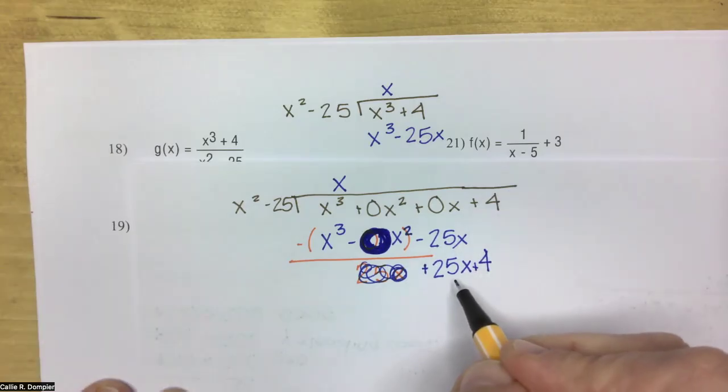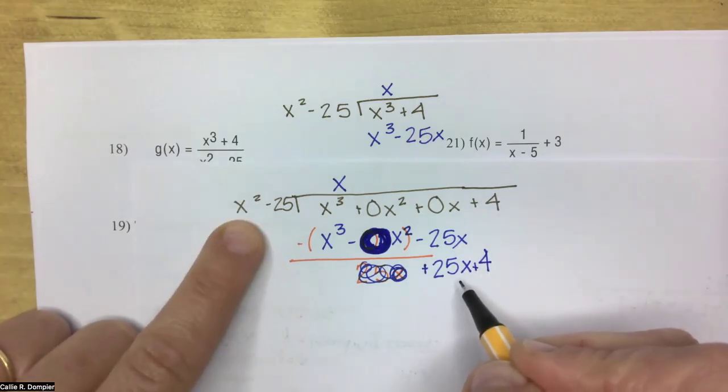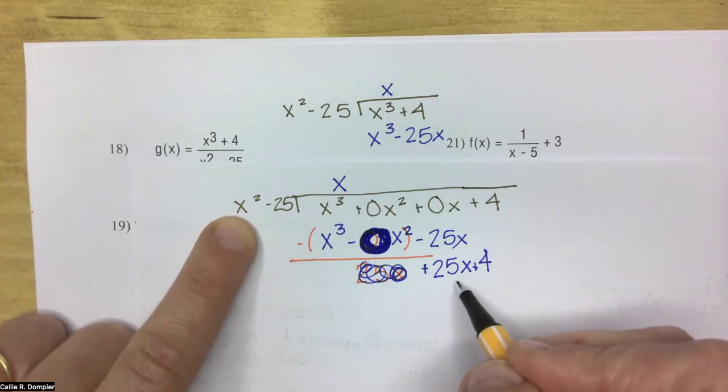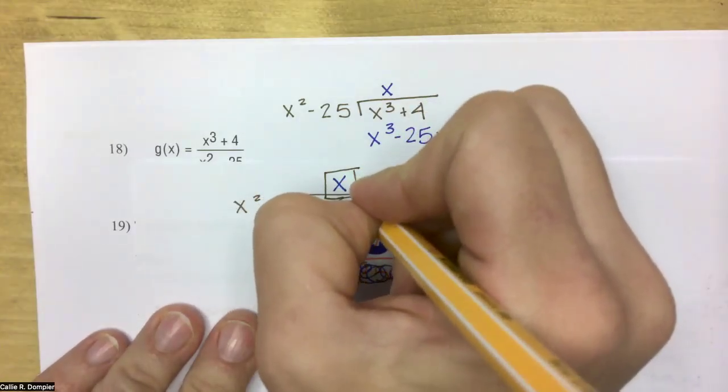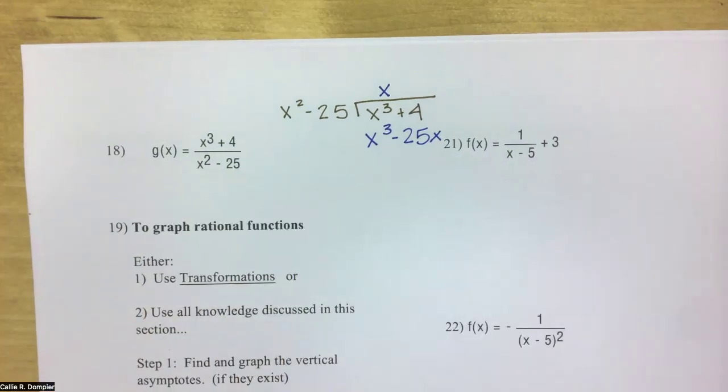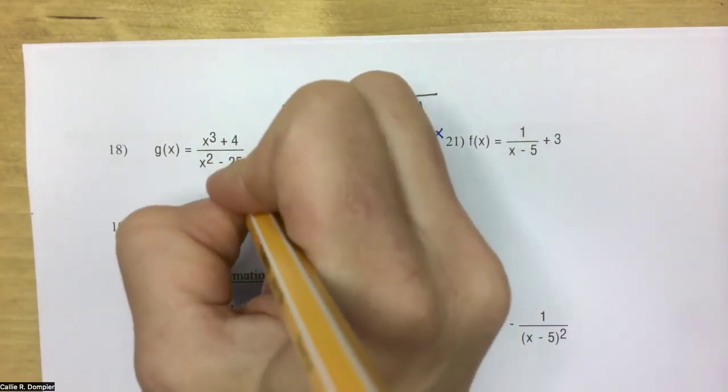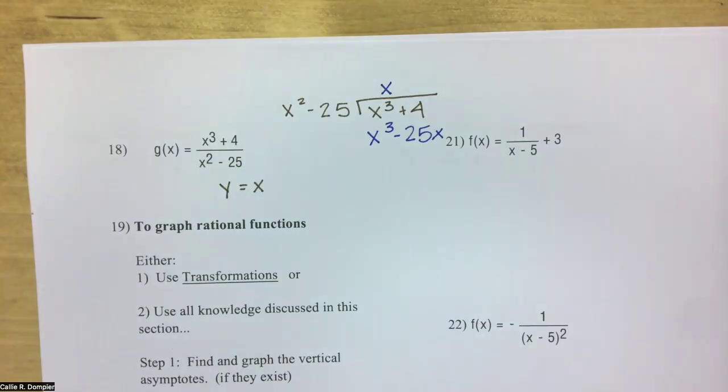Now, how can I take 25x and divide it by x squared? I cannot, so it ends. So it's just y equals x again. That was dramatic. All my mistakes for it just to be y equals x.